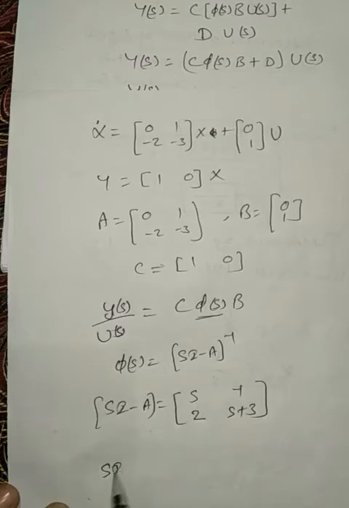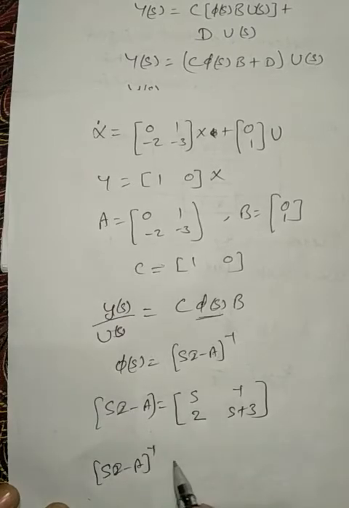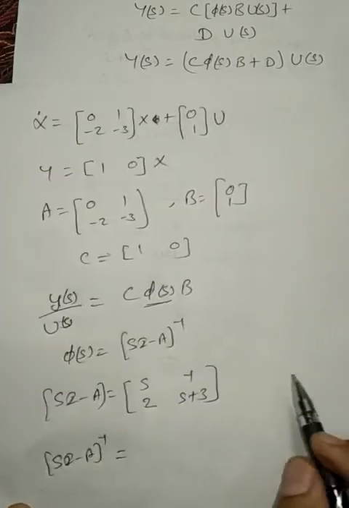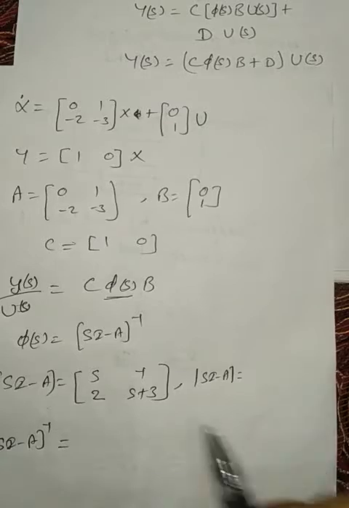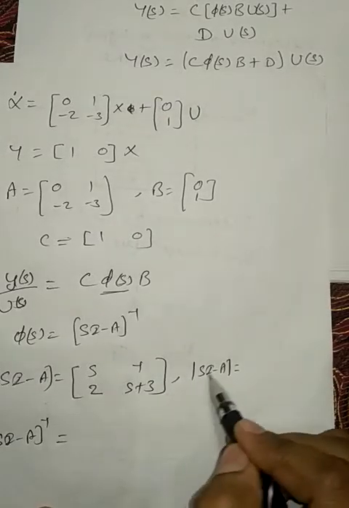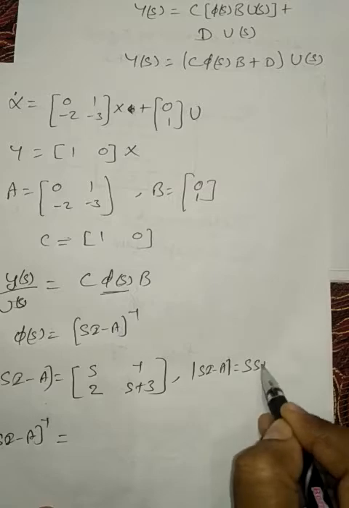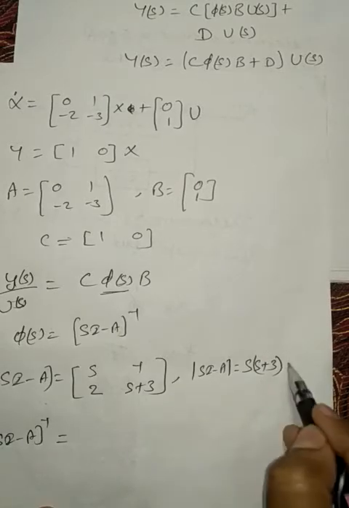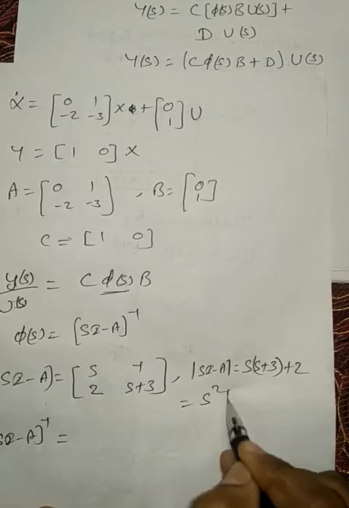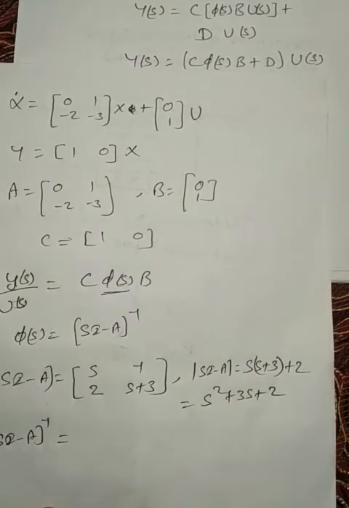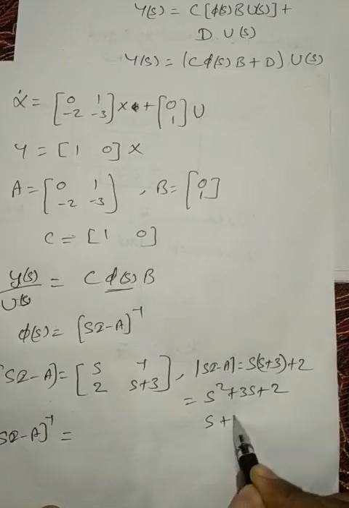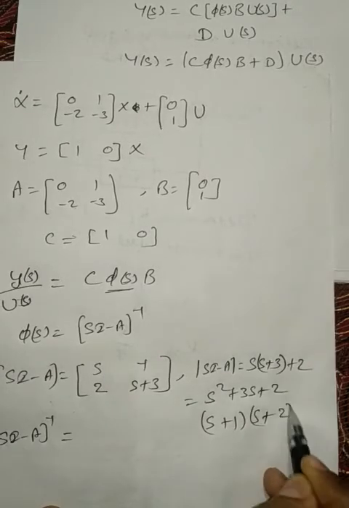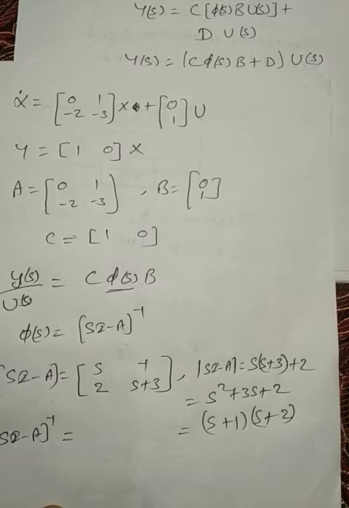And what will be the inverse of sI minus A? First of all, we have to find out the determinant of sI minus A. So the determinant of sI minus A will be s into (s plus 3), plus 2, or s square plus 3s plus 2, or (s plus 1)(s plus 2), right?